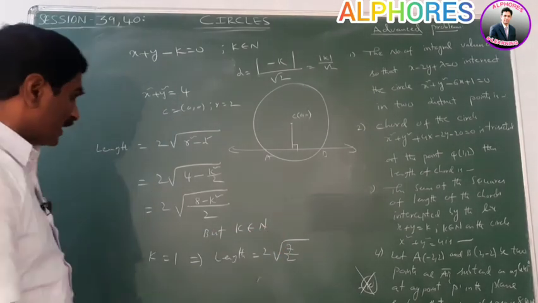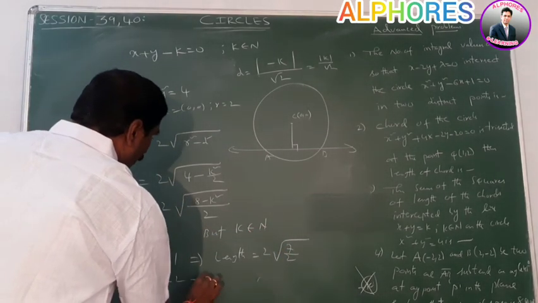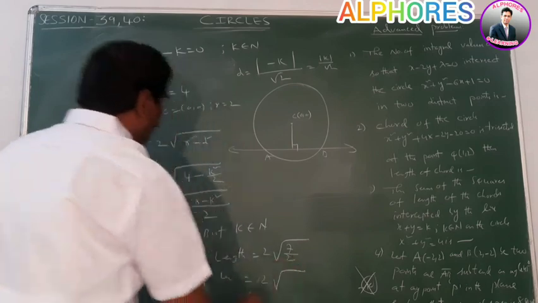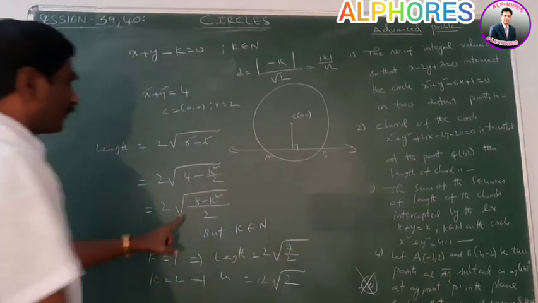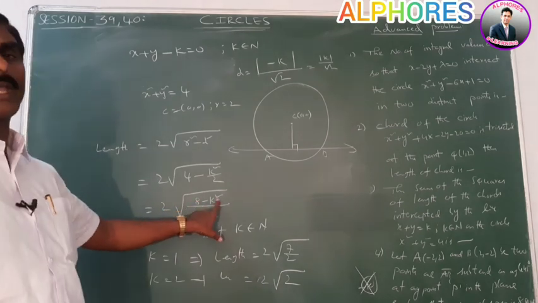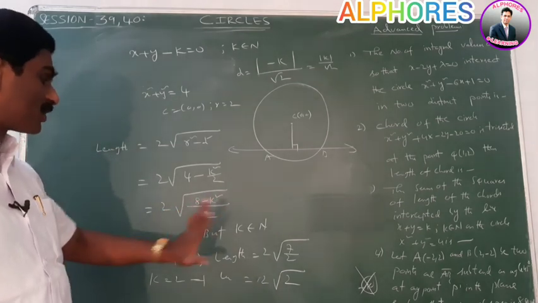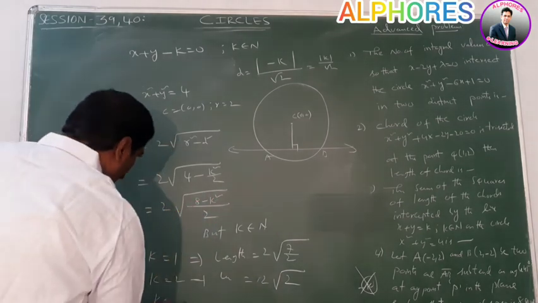It is possible. Suppose k is equal to 2. What is the length of the chord? 2 root 8 minus 2 square means 4, by 2. 4 by 2 means 2 root 2. Please observe this point. 8 minus 2 square, 8 minus 4 means 4, by 2 means 2. 2 root 2.